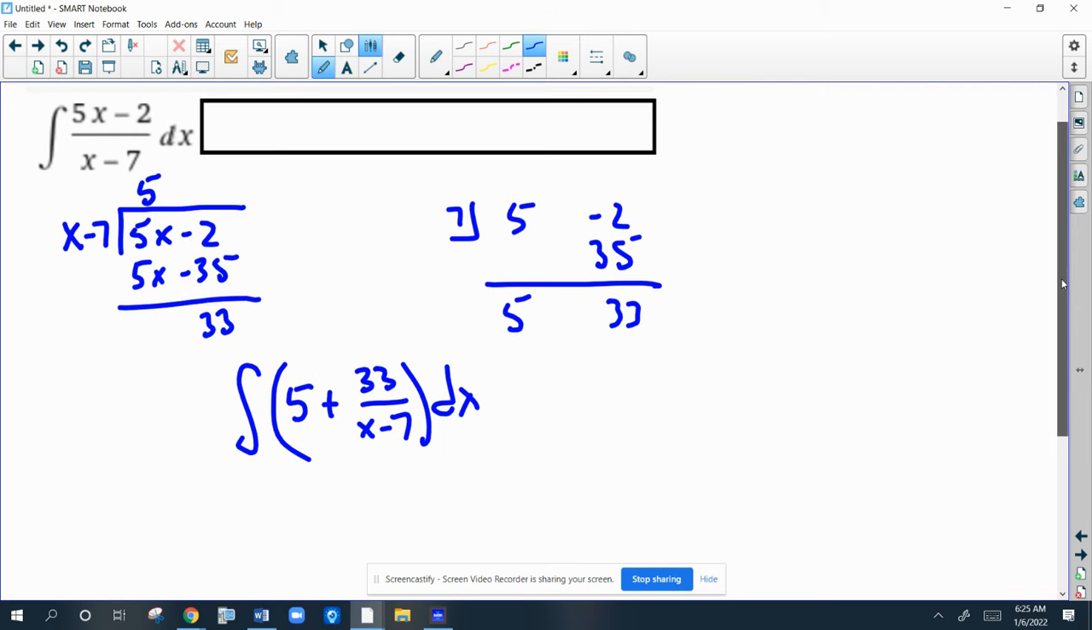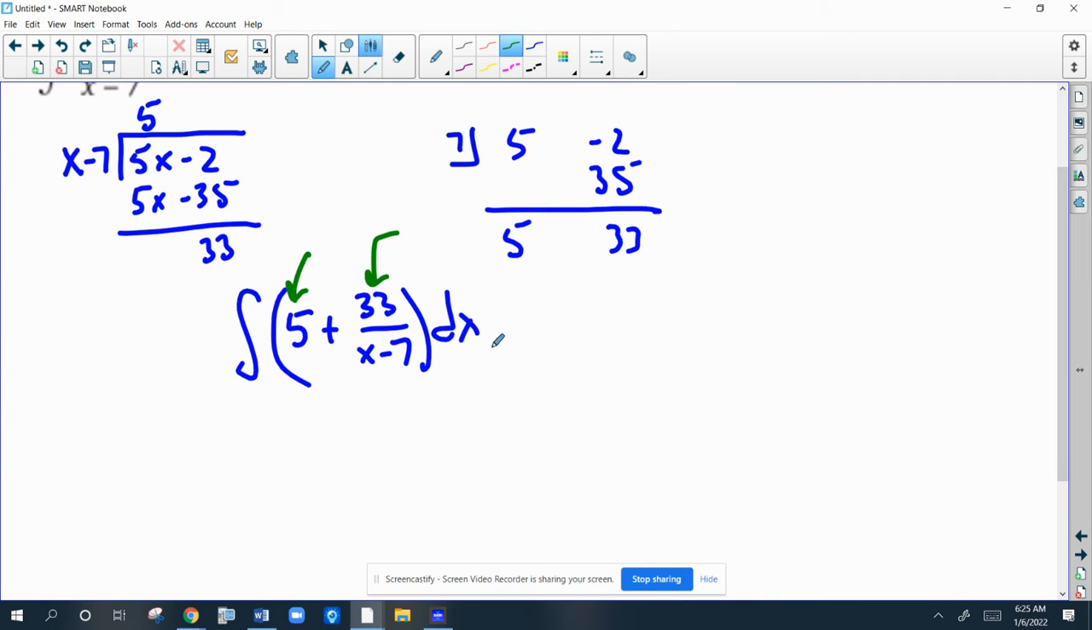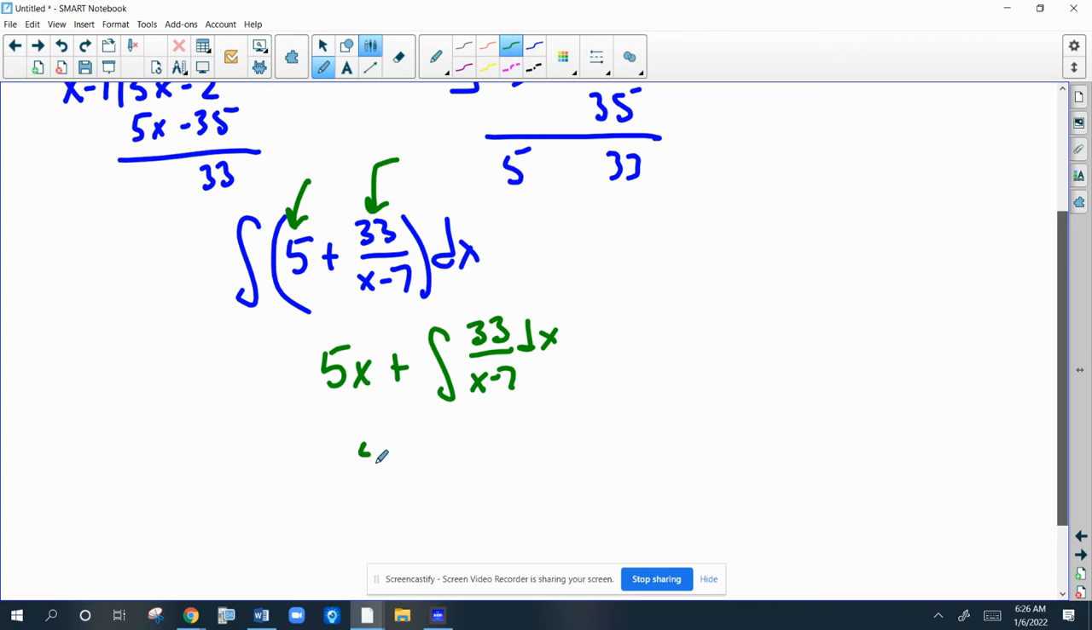Now that's pretty easy because it's a sum now, so you can integrate this part first and then integrate this part second. So the integral of 5 with respect to x, remember, is 5x. Then the integral of 33 over x minus 7. You can use u substitution for this, but if you notice, the derivative of the bottom is 1. We have 33 up top, so that's just a constant. And you don't have to show this step. But this is now u prime over u.